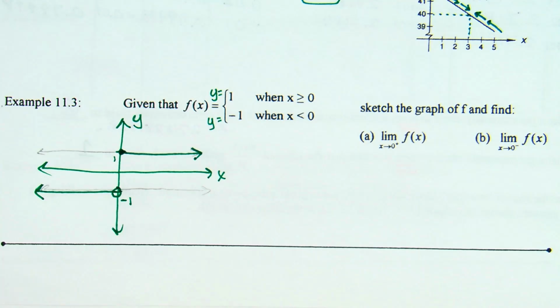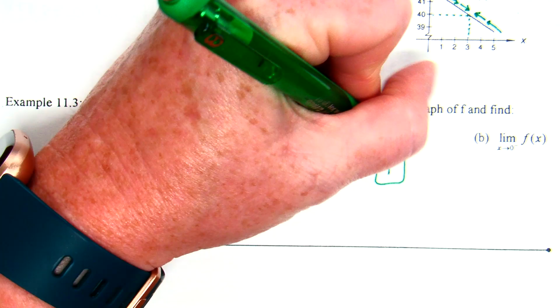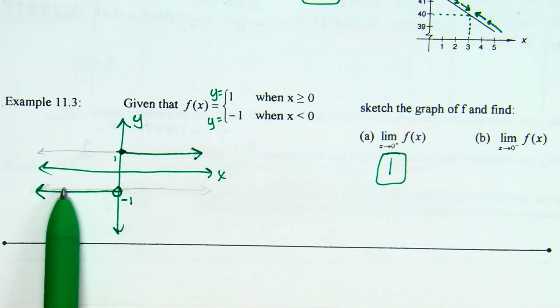What do you think about A? As x approaches 0 from the positive side, I'm going to go from the right, where my x values are bigger, and it's always 1 on that side, isn't it? So 1. Okay, B. When x approaches 0 from the negative side, I'm following my graph over here, and over here I'm down at negative 1.